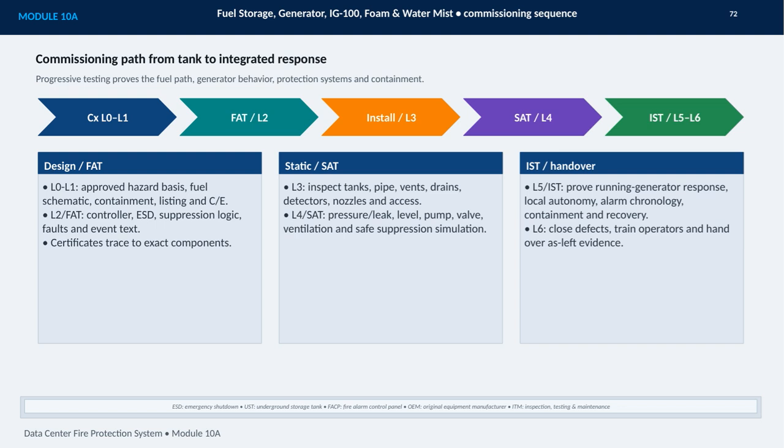to the exact components. L3 and L4 then shift attention to the installed system. Tanks, piping, vents, drains, detectors, nozzles, and access are inspected, followed by pressure and leak checks, level and pump operation, valve and ventilation tests, and safe suppression simulations. Finally, L5 integrated testing proves generator response, local autonomy, alarm chronology, containment, and recovery. L6 closes remaining defects, trains operators, and hands over as-left evidence. This creates a defensible record from initial design intent to operational readiness.